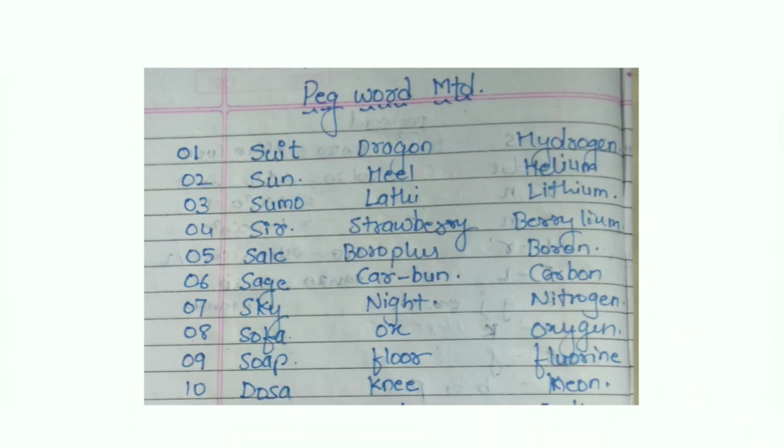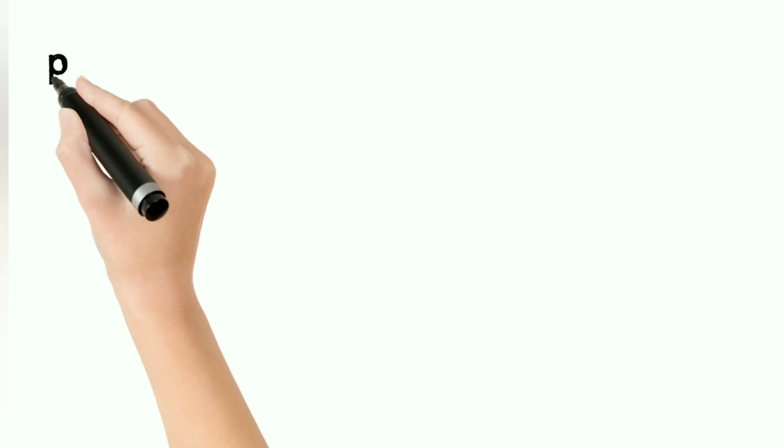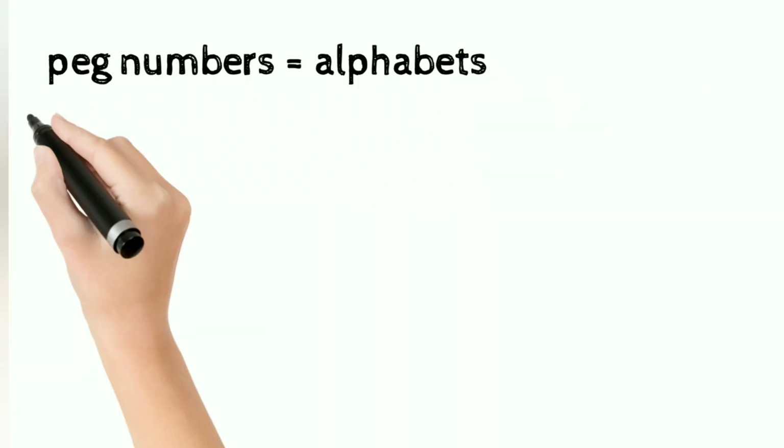In this video, we will teach you the elements from 1 to 10, how to link them with peg words, and how to make a story so that whenever you recall the weird story, the element comes up to your mind. Let us begin with the peg letters and the numbers.